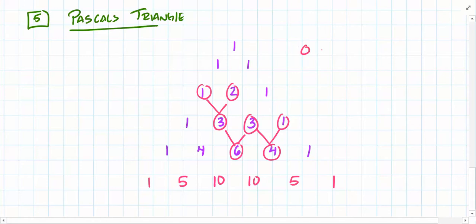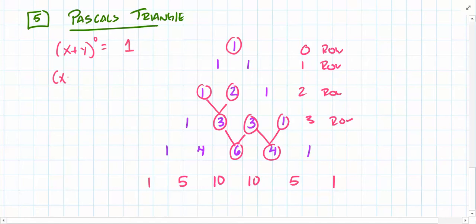Let's call this the 0 row. Let's call this the first row. Let's call this the second row. Let's call this the third row, and so on down the line. You should notice that this should ring a bell, because in the very first box I asked you what x plus y raised to the 0 was, and the answer was a 1. Well, there's a 1 right there.